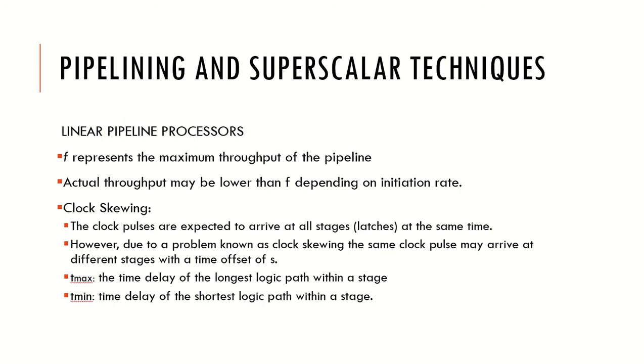and we denote it using the letter S. So T max is the time delay of the longest path within a stage, and T minimum is the time delay of the shortest logic path within a stage. Remember, it's not within the pipeline, it is within the stage. So T max is the longest logic delay, T minimum is the shortest logic delay.